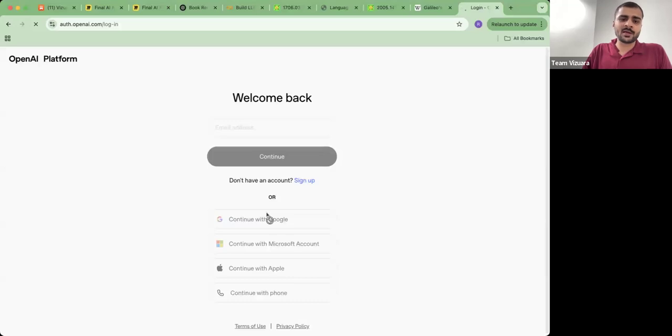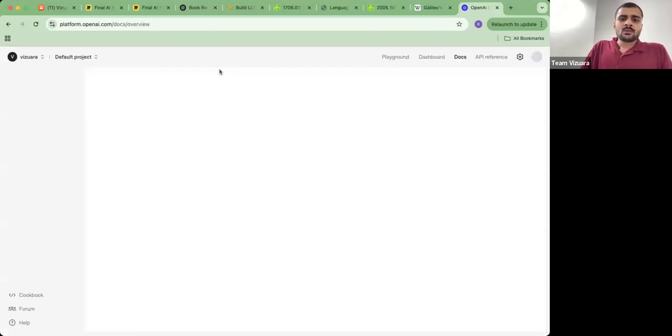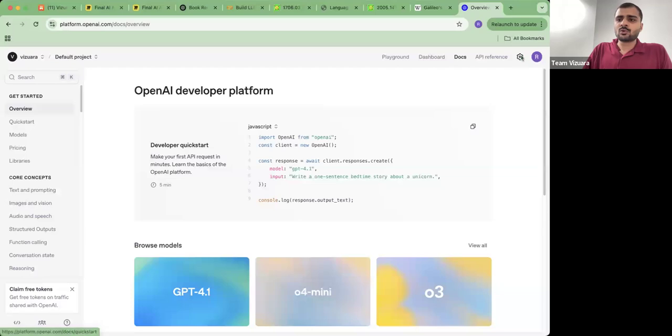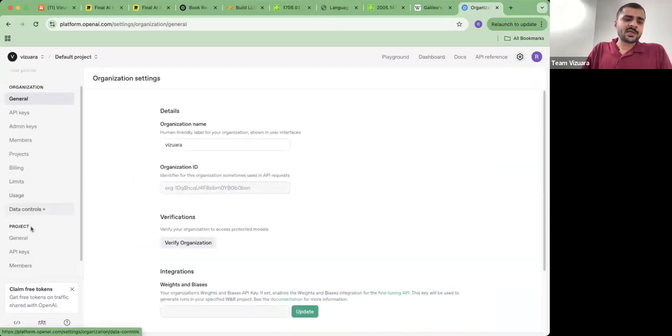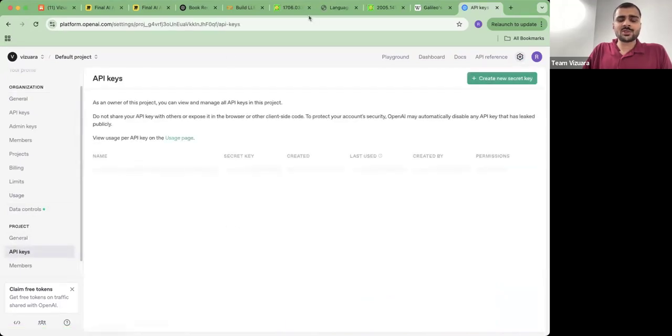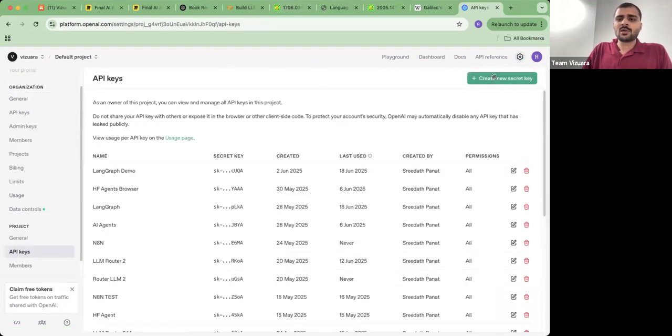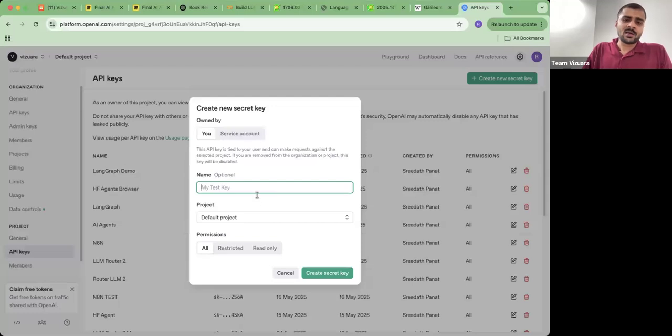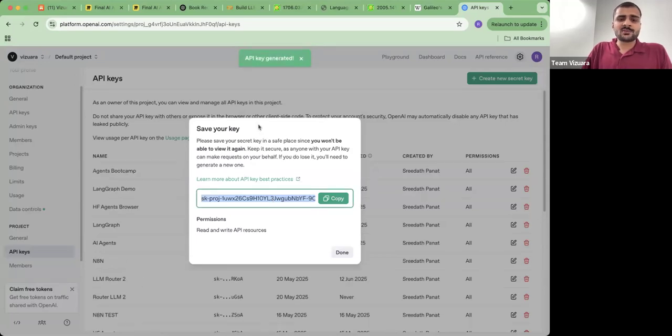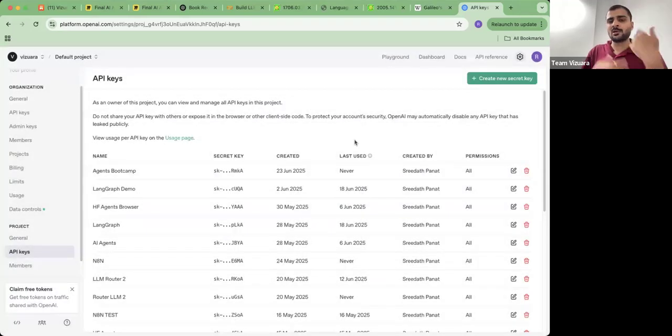So here I'm logging in with Google right now. So you have to log in here and then you have to go to settings. When you go to settings, you have to go to the API keys section over here. And then you have to click on create new secret key. Let's say I type a name, Agents Bootcamp, and then I create my secret key. So don't share this with anyone. You will get some free credits, I believe, but after that, it will be charged. In this bootcamp, we won't be needing a huge amount of API usage, but it will be needed.